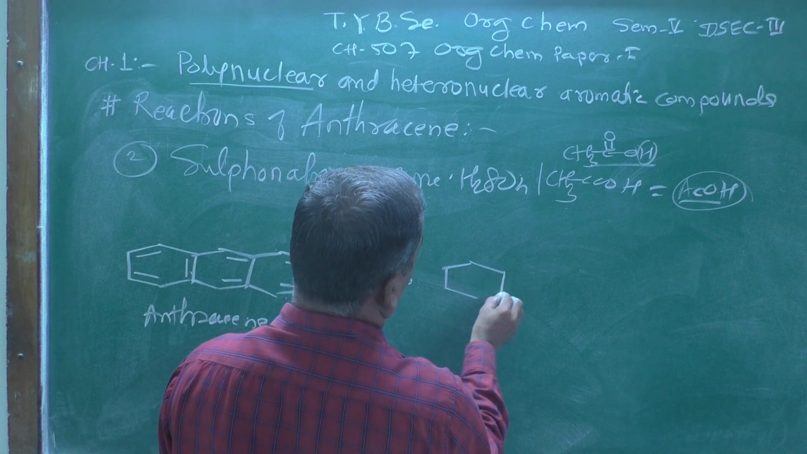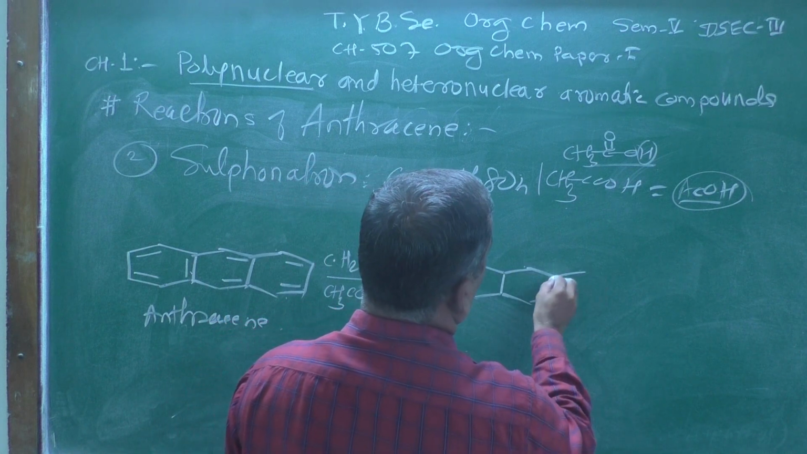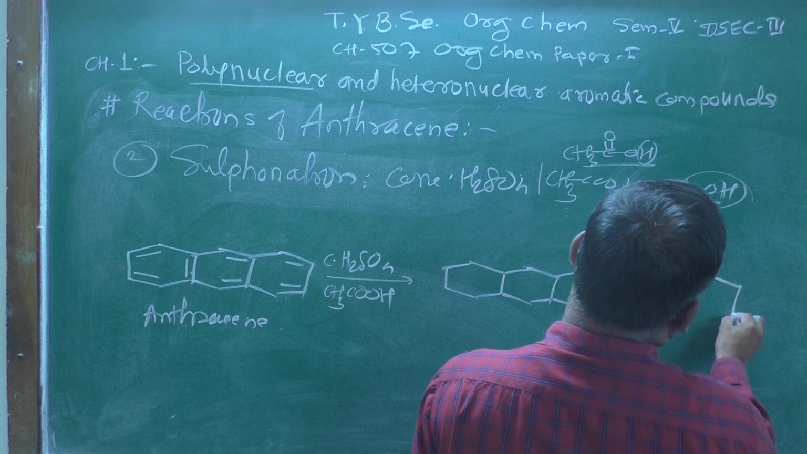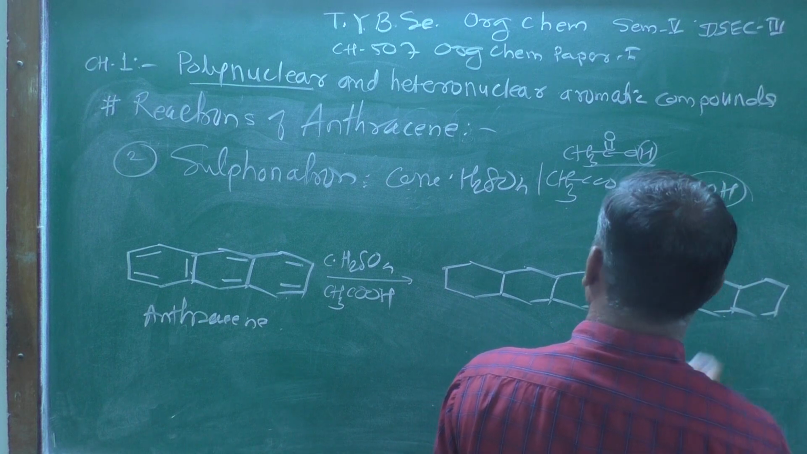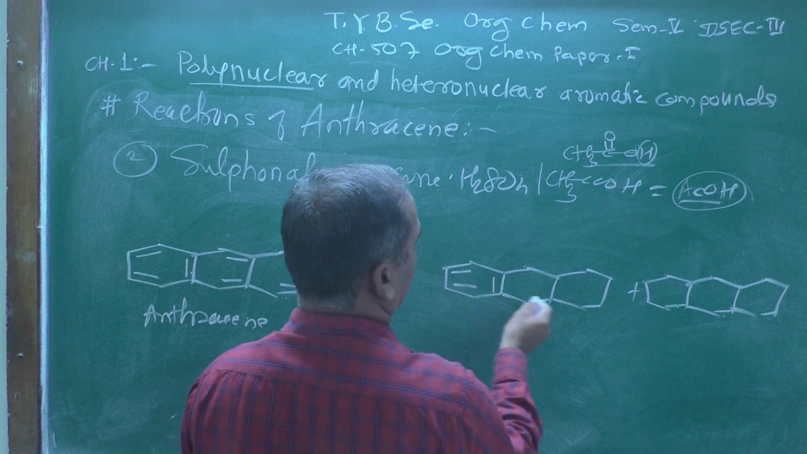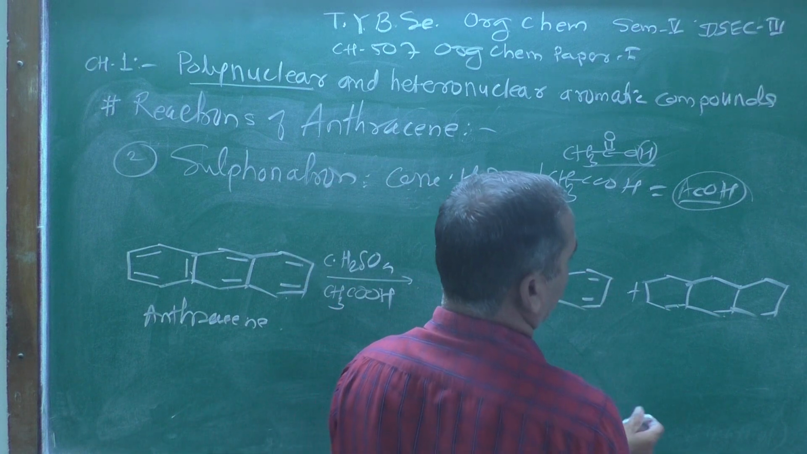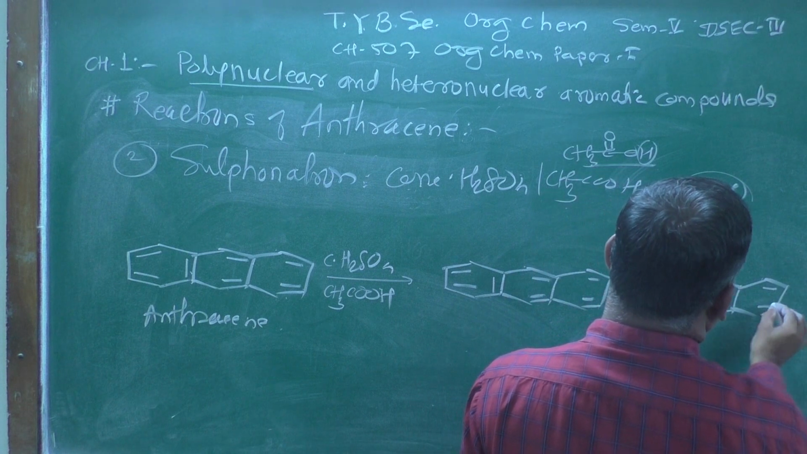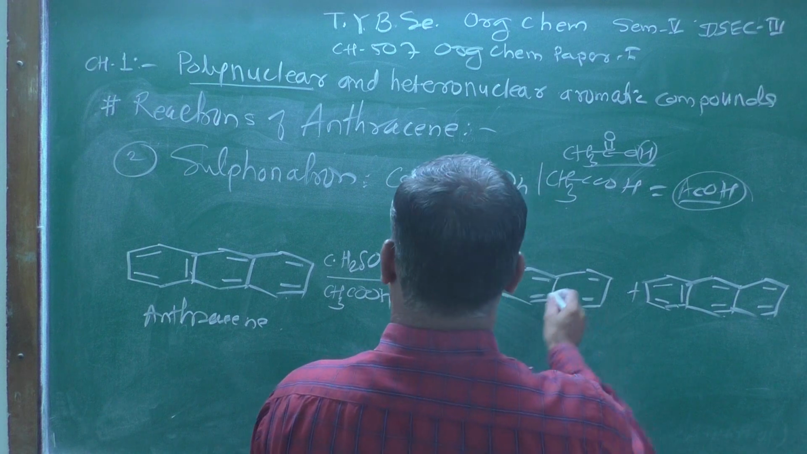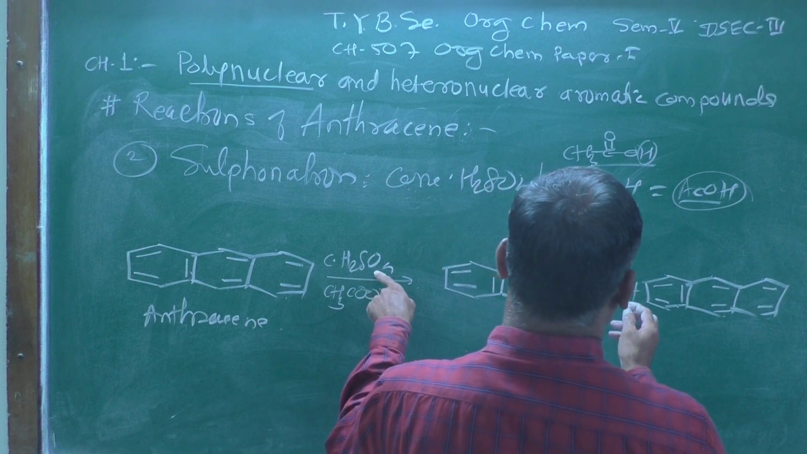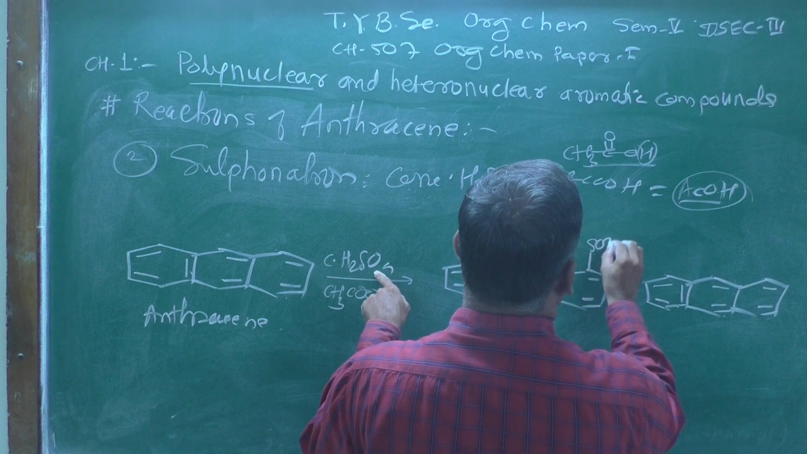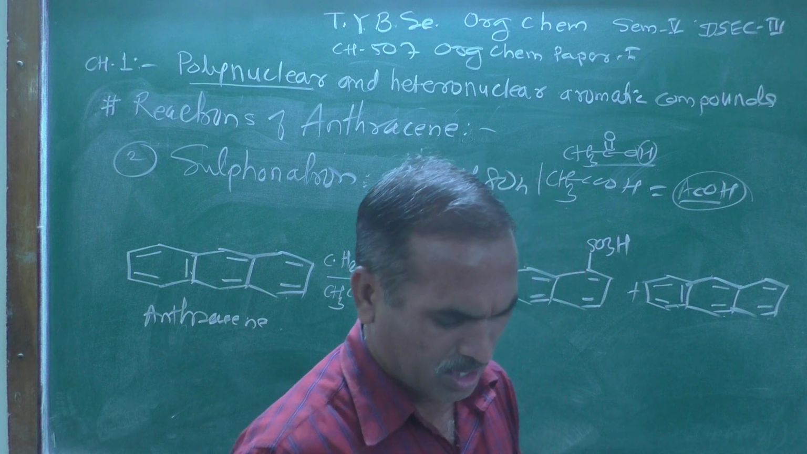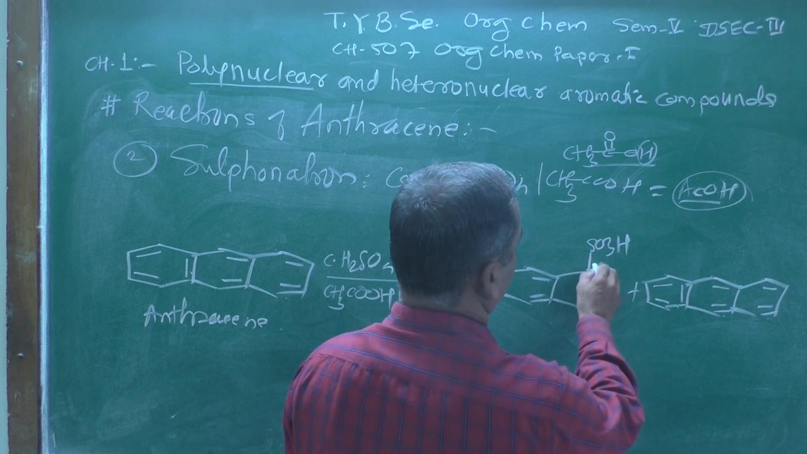Let me draw that product here. Another structure which I am showing here like this. See, the anthracene aromatization will be maintained here, the double bonds. Now the sulfonic acid group will be introduced at SO3H. This is a sulfonic acid. So this is known as alpha anthracene sulfonic acid.